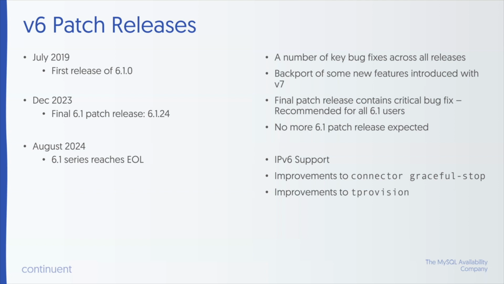A couple of the key features that were backported from 7 into 6: IPv6 support has been something that a few customers have been asking for a while, so that has been backported. There are also some improvements to some of the connector commands, connector graceful stop, for example, which allows a more graceful, as the name suggests, stop of the connector, allowing sessions to terminate cleanly rather than be terminated abruptly. And there's also improvements to the tprovision command, which allows you to provision and restore nodes. This command was renamed tprovision, but some of you may know it by its previous name, which was Tungsten provision slave.